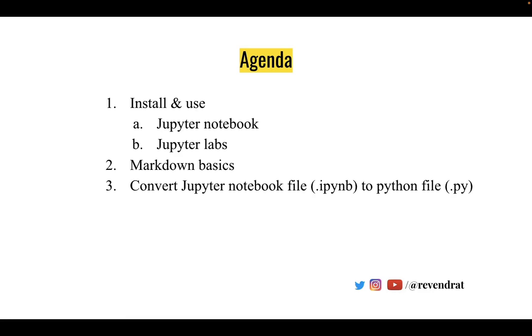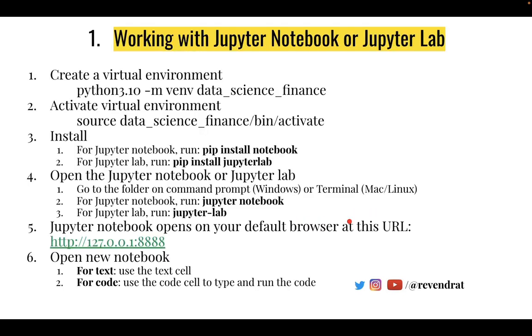Once you install them, how to use them through Python environment. After these steps are done, I will introduce how to use Markdown so that you can document what you are writing as a part of your code. And the last step is to convert a Jupyter notebook, which is in IPython notebook extension .ipynb into a Python file. Now, let's begin our illustration.